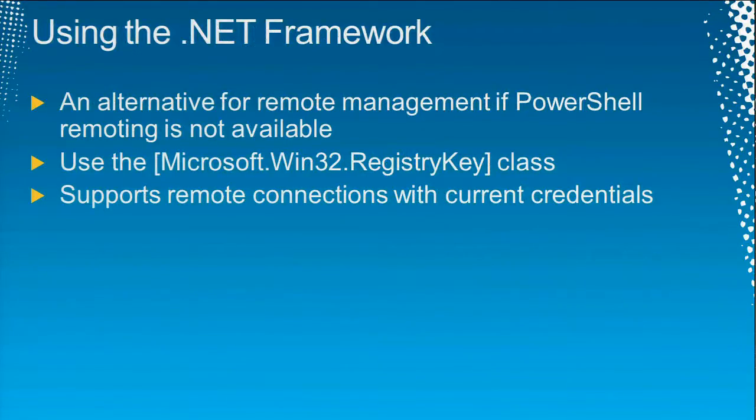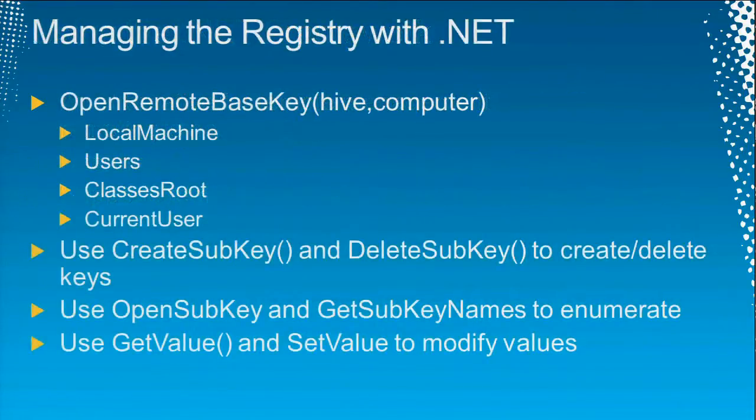If for some reason you don't have remoting enabled, or you just like a challenge, you can use the .NET Framework and the classes directly. The cmdlets are kind of wrappers for the classes, but you can use them if you want. We're going to use the Microsoft.Win32.RegistryKey .NET class. Now, there is something nice here, because this will support remote connections with the current credentials. There is a way to do impersonation, but I'm not going to get into that.